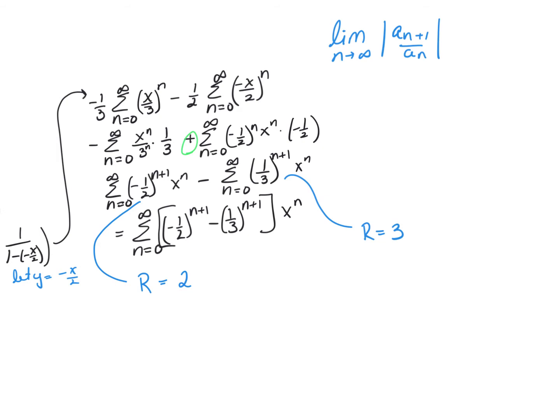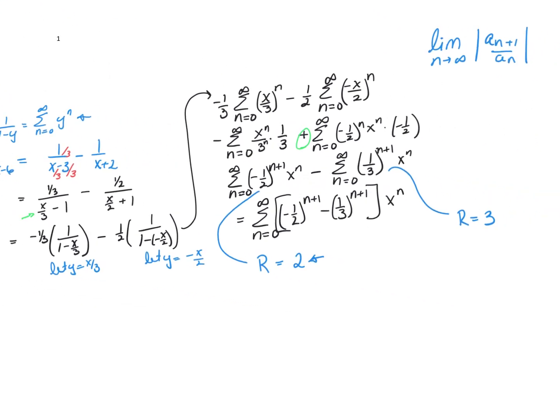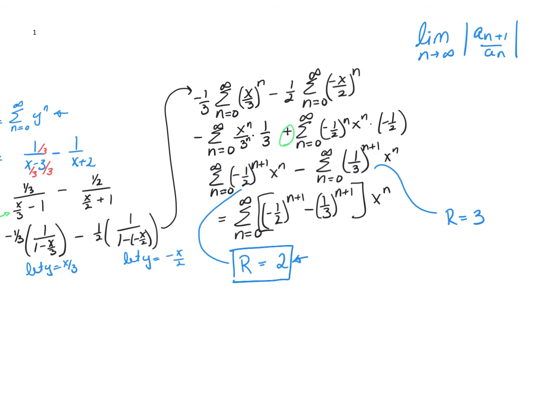So by my theorem above, I'm going to take the smaller radius of convergence, which is this one. Now, did they want the interval? Nope, they just want the radius of convergence. So this is my answer.